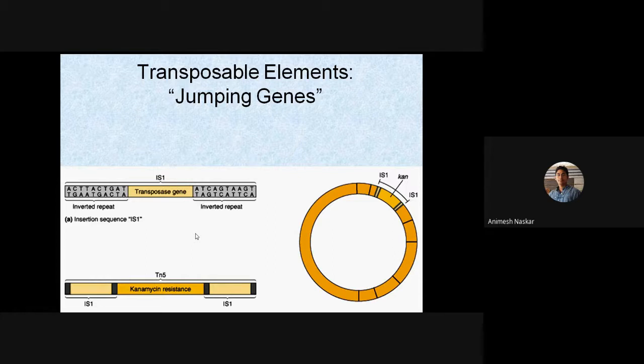For up to 40 years after her discovery, nobody in this world could believe that any jumping gene or flying gene or transposable element exists in the system.